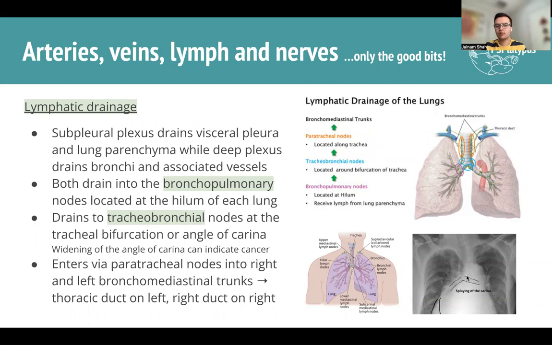Why is that important? Well, if you've got widening or splaying of the carina, more than likely the reason is because those lymph nodes have become enlarged and they're causing the two bronchi, the angle, to increase a little bit more. That widening is quite indicative of the fact that there might be a cancer in those nodes. And then finally from there, super straightforward, they'll drain into the paratracheal nodes on either side, into the right and left bronchomediastinal trunks. On the right-hand side, they drain into the right duct, and on the left-hand side, they drain into the thoracic duct. After this point, it's not really important to know. The main thing is just the bronchopulmonary nodes and the tracheobronchial nodes, because that's where the clinical correlates will lie.